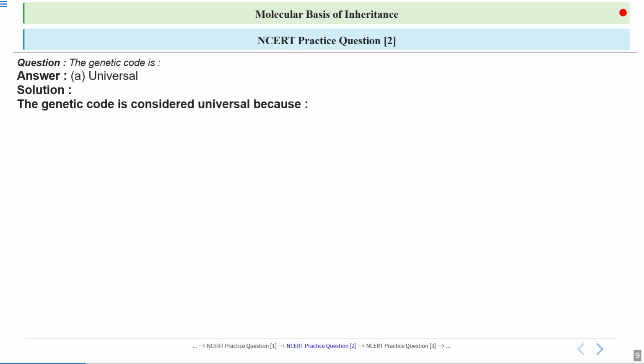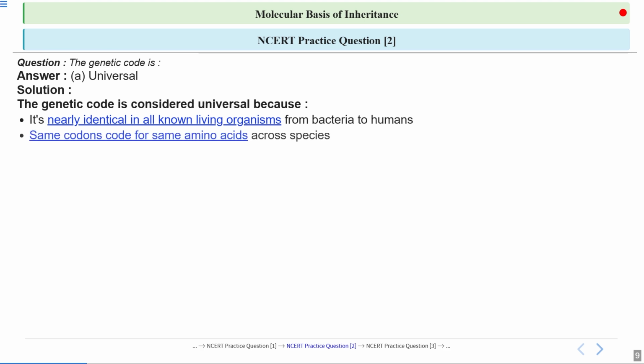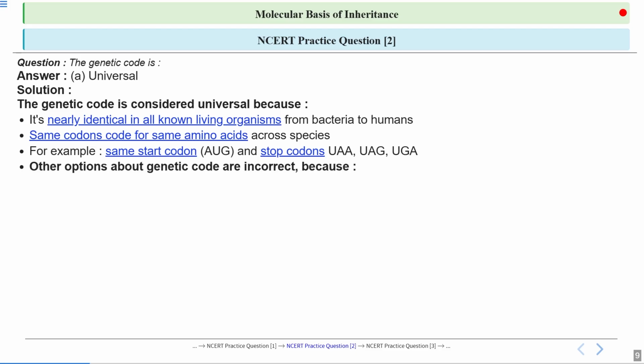What do you mean by it is universal? This genetic code is nearly identical in all the different species, from bacteria to humans. If you have the codon AUG, it will code for methionine in all organisms. The same codon codes for the same amino acid across different species. We have the initiation codon, which is AUG, coding for methionine, and the stop codons, which don't code for any amino acids.